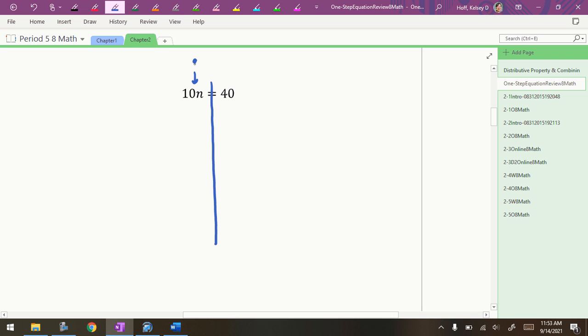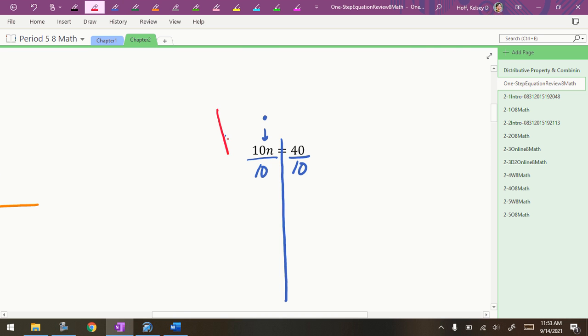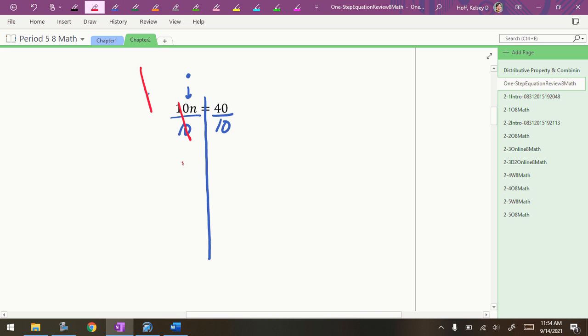The opposite of multiplication is division. Now, our whole point is that we have to have a positive 1n. So what do I need to divide by that when I divide it, I get a positive 1n? JC, a 10. Whatever I do to one side, I have to do to the other. 10 divided by 10, sorry, this keeps jumping on me, gives me 1n. 40 divided by 10 is 4.